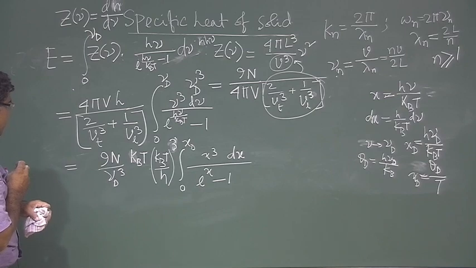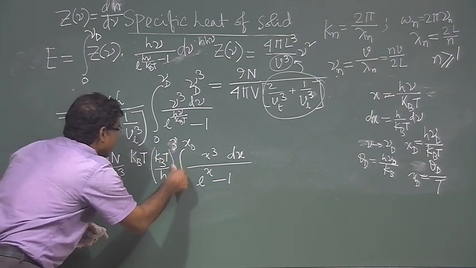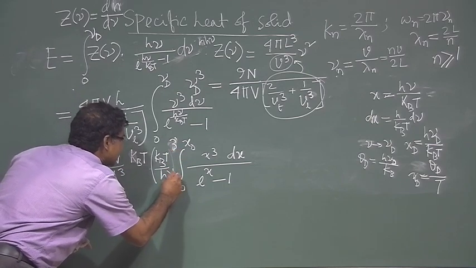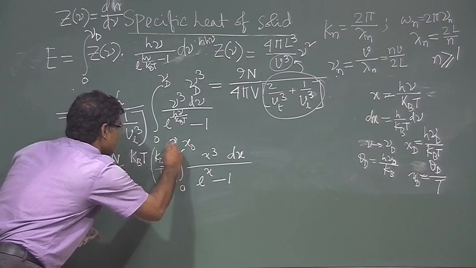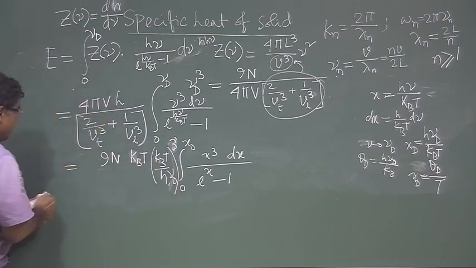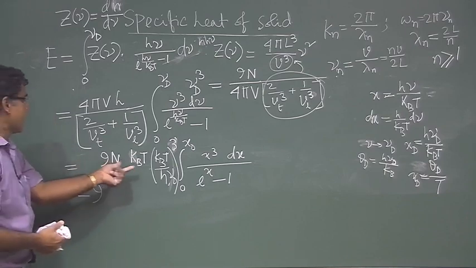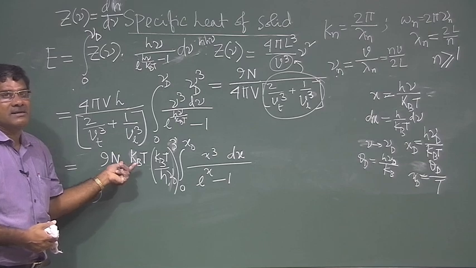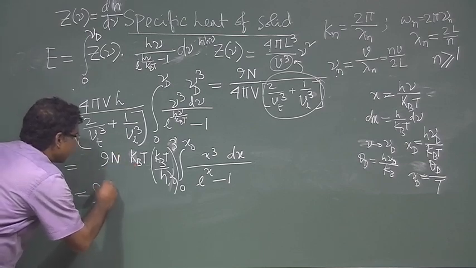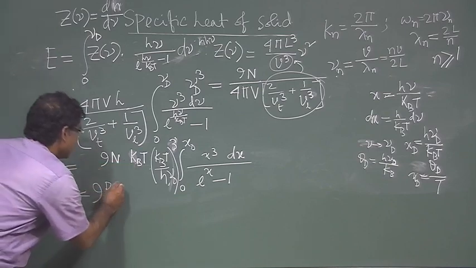Now, here it is cube, this is cube. So, this nu d cube I can put inside, okay. So, this is basically 9. So, n kb, if it is for 1 gram mole, I can write R. So, 9R into T.